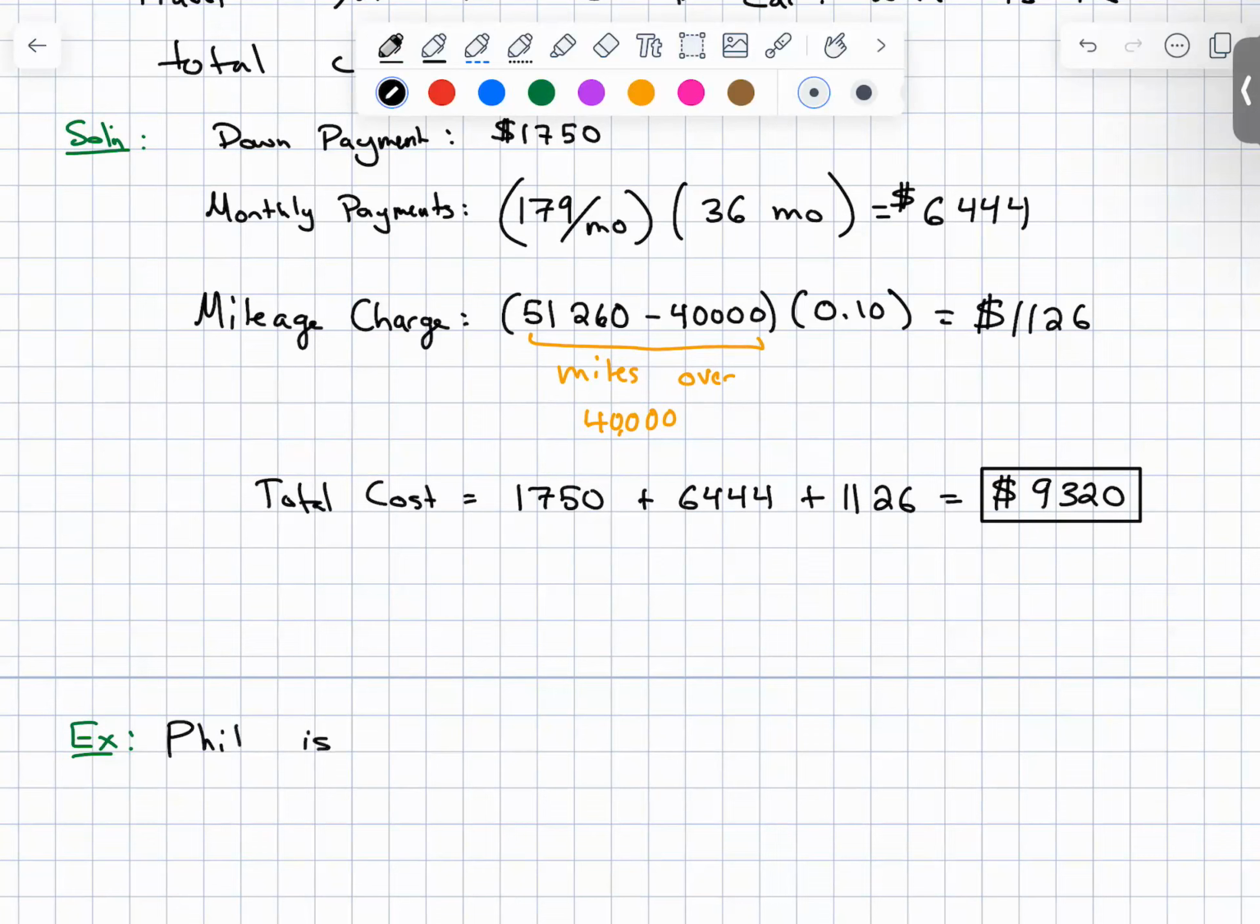Phil is comparing lease options for a Hyundai Accent. So I'm happy to, I believe it's pronounced Hyundai, but it could be Hyundai.